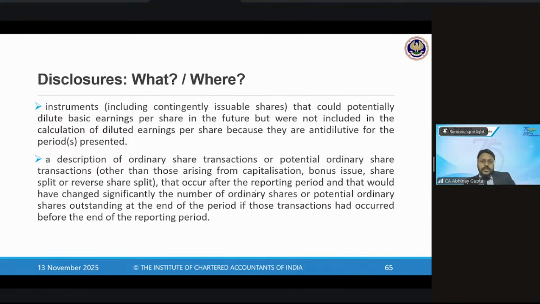Now, instruments including contingently issuable instruments. Contingently issuable instruments are the ones which are contingent upon the occurrence or non-occurrence of an event which will take place in the future. That could potentially dilute basic earning per share in the future, but were not included in the calculation of diluted earning per share because they are anti-dilutive for the periods presented.